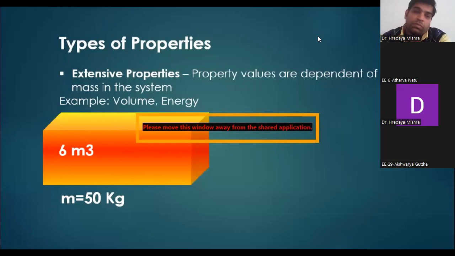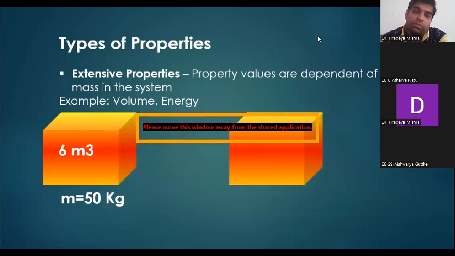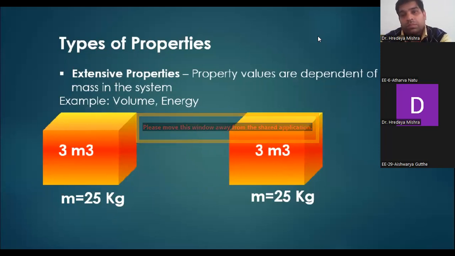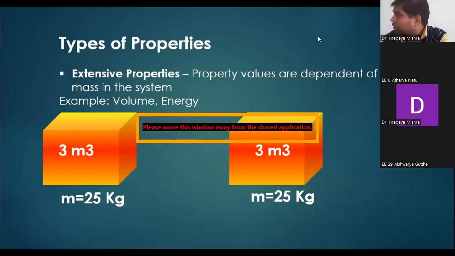Now I cut it into two pieces and take them away. So what will happen? The mass will be 25 kg and 25 kg, and the volume will also become half and half, meaning each will have a volume of 3 meter cube. So when we take some amount of mass from the system, the volume of the system decreases, which means that the volume property is dependent upon the mass. Then again, if you cut the cube into three pieces of mass 10 kg, 10 kg and 5 kg, each will have a different volume. That is, the volume depends upon the mass of the system. That is an extensive property.